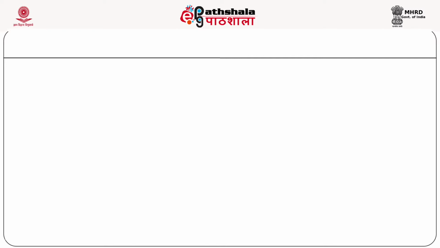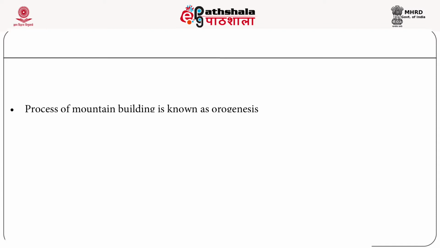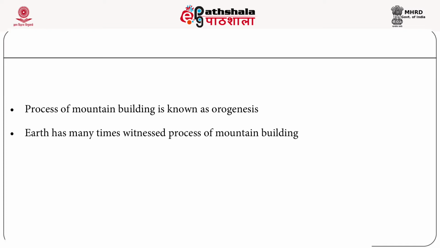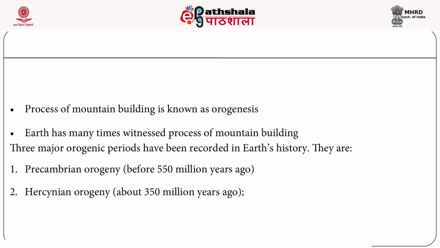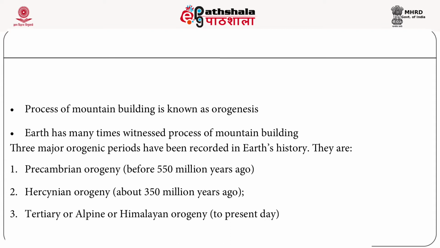Concept of mountain building. The process of mountain building is known as orogenesis. Earth has many times witnessed the process of mountain building. In Earth's history, three major orogenic periods have been recorded. First is Precambrian orogeny, that is before 550 million years ago. Second is Hercynian orogeny, that is about 350 million years ago. Third is Tertiary or Alpine or Himalayan orogeny, to present day.